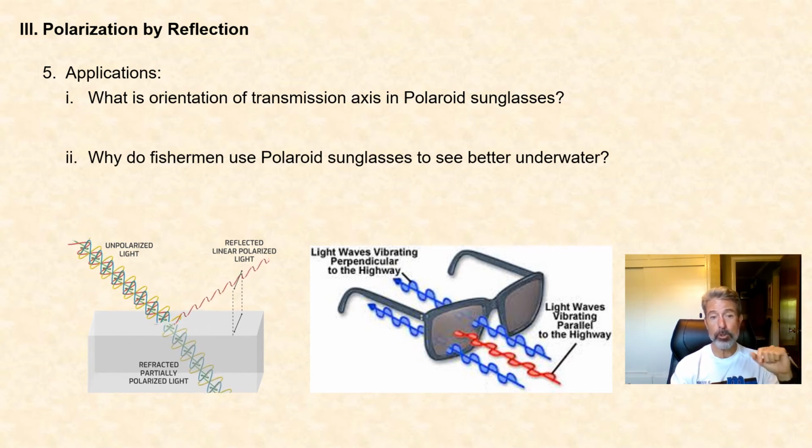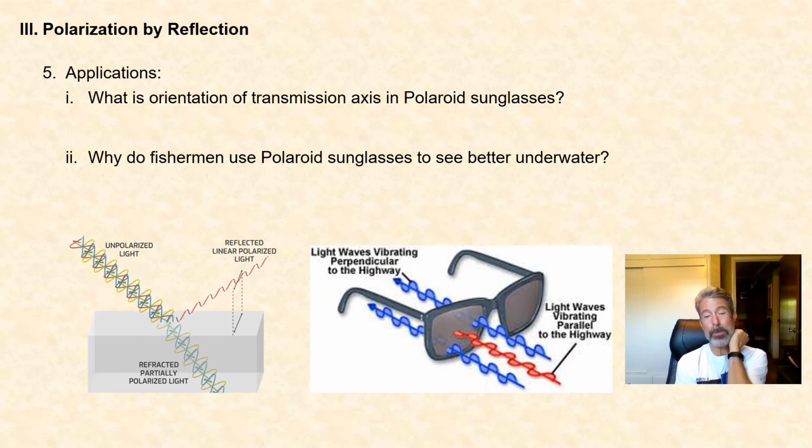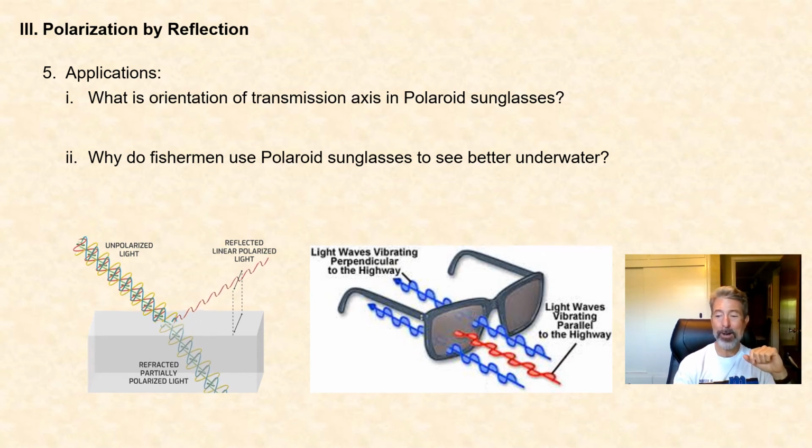Why do fishermen use polarized sunglasses to see better underwater? Well, think about it. If you can reduce the glare coming off of the surface, that reflected light, then you're going to be able to actually see down into the water. So by getting rid of that strongly reflected parallel component, which serves as the glare, you will be able to see much better underwater. So see those little fishies swimming around that you're trying to catch.